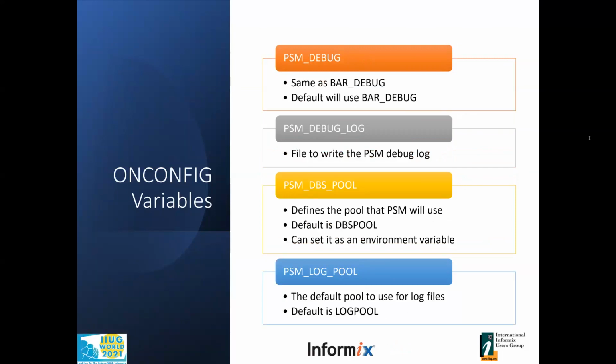A couple of other options. You can set PSM debug. It works the same as bar debug, so you set what level of debugging you want if you need it. You can also say what the separate debug log is if you need to break it out. The PSM DBS pool is if you want to rename, effectively, the data pool, you can. You can also do this with an environment variable, but it's usually best just to have this in onconfig. The same goes for the PSM log pool.